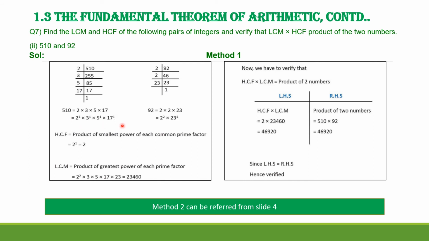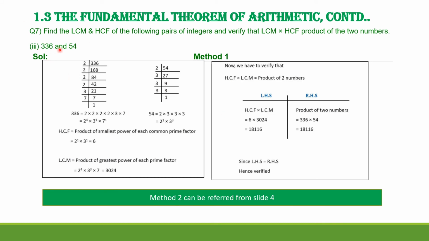510 can be written in terms of prime factorization, and so can 92. The highest common factor will be 2 and the lowest common multiple will be 2, 3, 4, 6, 0. Similarly, we have to prove HCF into LCM equals the product of the numbers. If you look at the left hand side and the right hand side, you can find that both answers are the same, and hence you are able to verify this. For method 2, you can look back at slide 4 and refer over there, and you can start implementing the same question with the help of method 2. We will move to the next slide again.